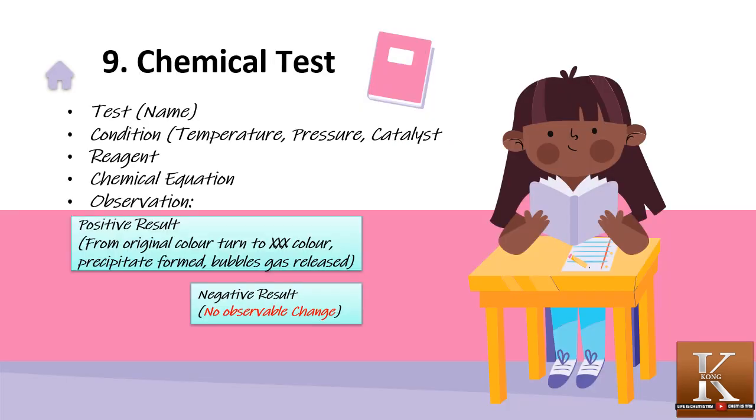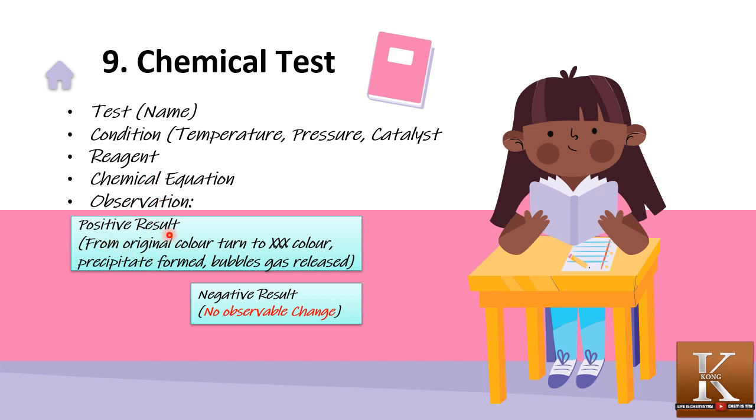Okay, next, number 9, chemical test. There are a few parts you need to know when you answer a question related to chemical test. Normally, you have to give the name for the test. If there are specific conditions, you have to show the temperature, pressure, or catalyst involved for that reaction, and then what reagent you are using. Then you have to write down the chemical equation based on that reaction and the observation.